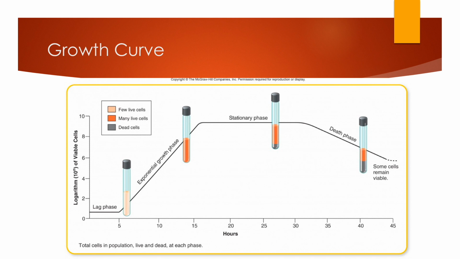From the exponential phase, we enter the stationary phase. At this point, the cell growth starts to plateau as the amount of nutrients becomes depleted. The final phase is the death phase. The number of living cells decreases rapidly as the nutrients become sparse and the waste products grow.